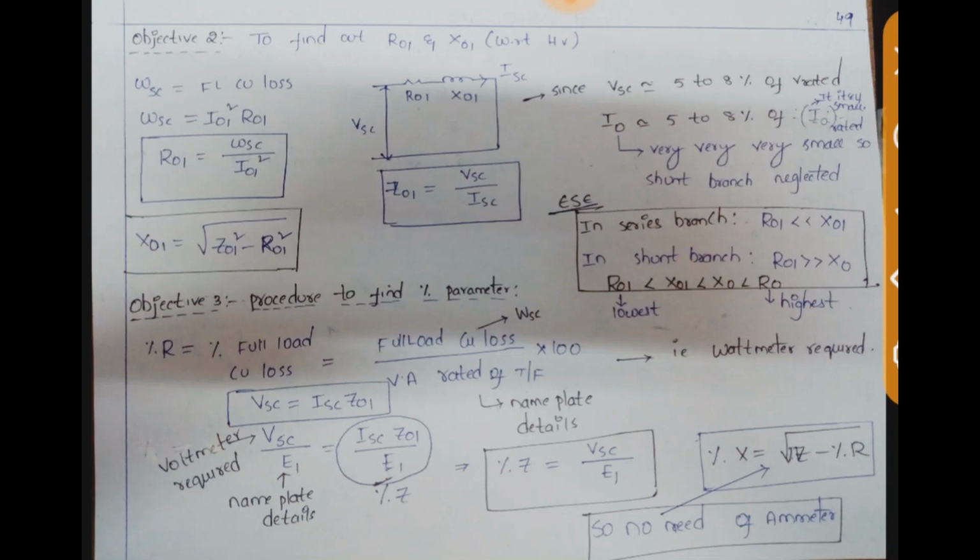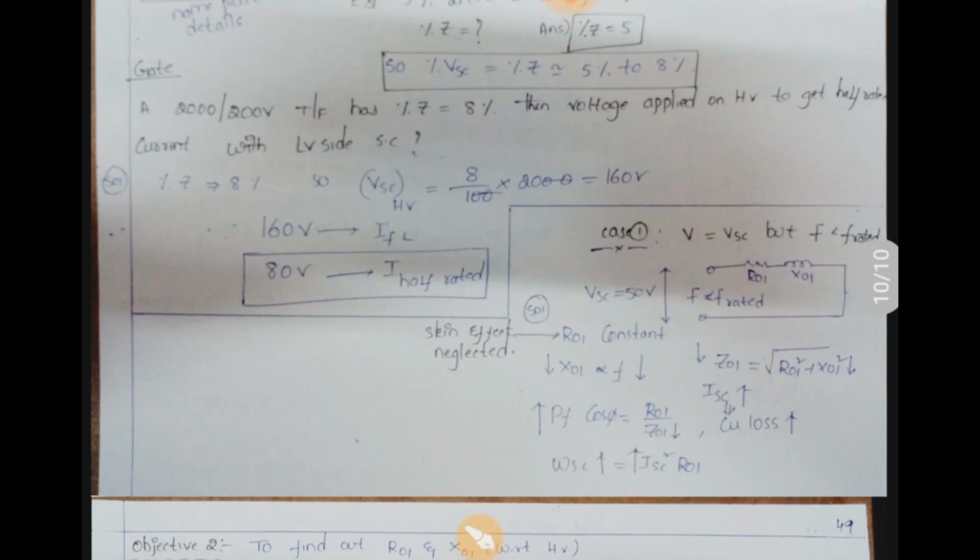Now, this question was asked: in finding the percentage values in the short circuit test, which of the meters is not required? First, wattmeter; second, voltmeter; third, ammeter; D, none of these. The answer is ammeter, because percentage R is measured by the wattmeter and percentage Z is measured by the voltmeter, so you won't require the ammeter here. Hope you understand what I want to say.